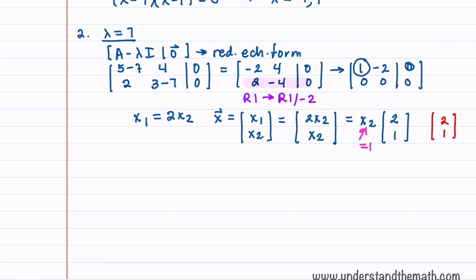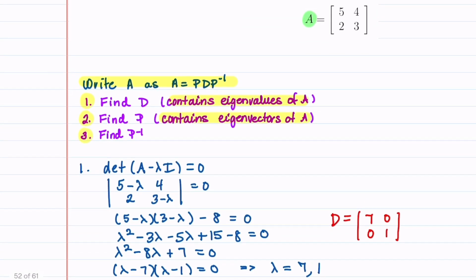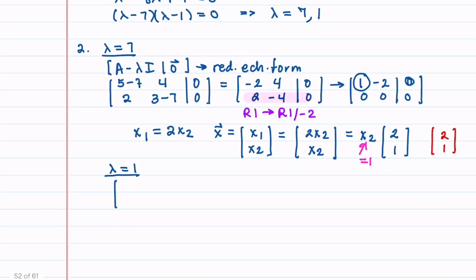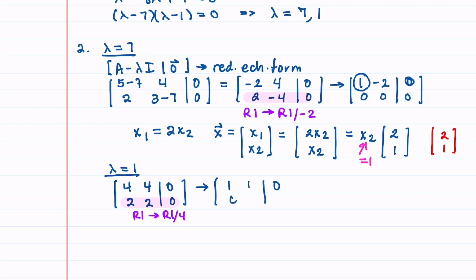So now we're going to let lambda equal 1, and we're going to do A minus lambda I again. Let's go all the way back up: 5, 4, 2, 3. So 5 minus 1 is 4, and then we have a 4, a 2, and then 3 minus 1 gives us a 2. You can see that our second row is a multiple of our first row. We can go ahead and scale our first row by 4, and we end up with 1, 1, 0, and then a row of zeros.